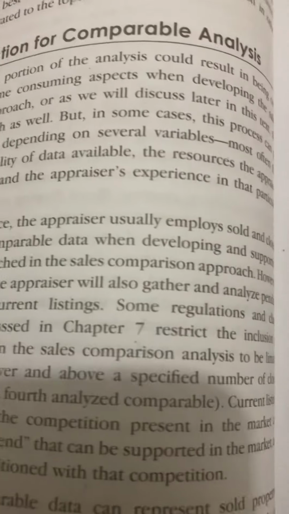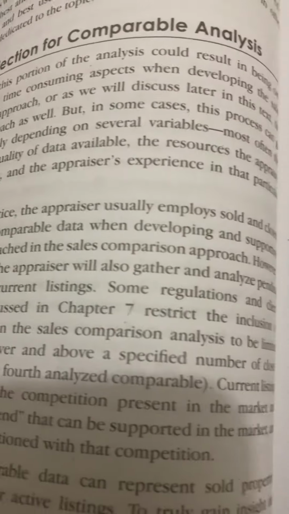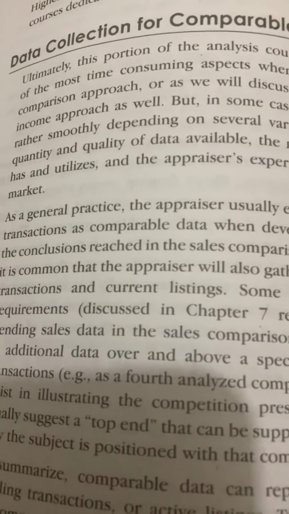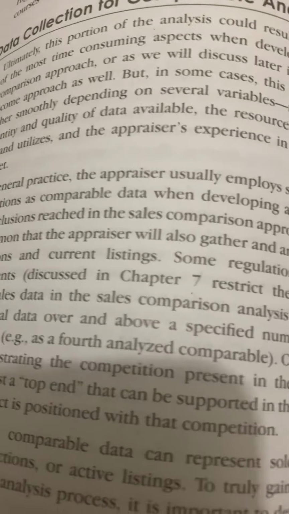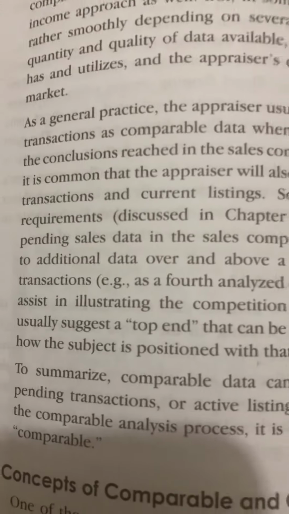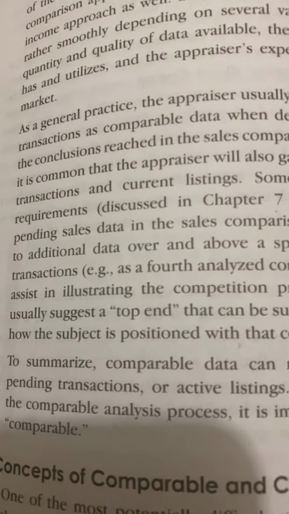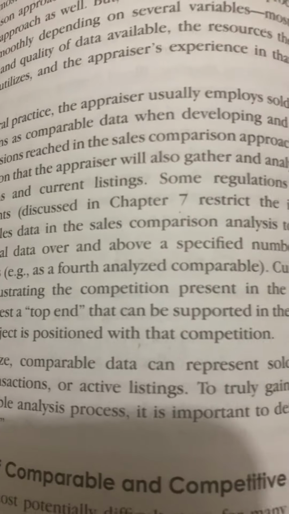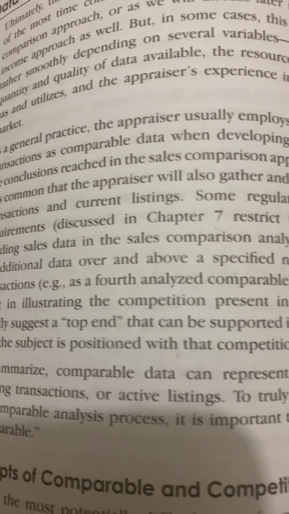As a general practice, the appraiser usually employs sold and closed transactions as comparable data when developing and supporting the conclusions reached in the sales comparison approach. However, it is common that the appraiser will also gather and analyze pending transactions and current listings. Some regulations and client requirements discussed in Chapter 7 restrict the inclusion of pending sales data in the sales comparison analysis to be limited to additional data over and above a specified number of closed transactions. For instance, as a fourth analyzed comparable.